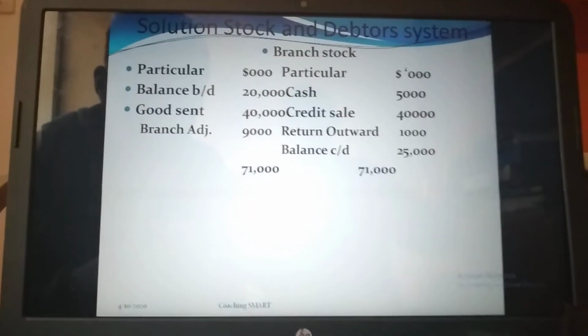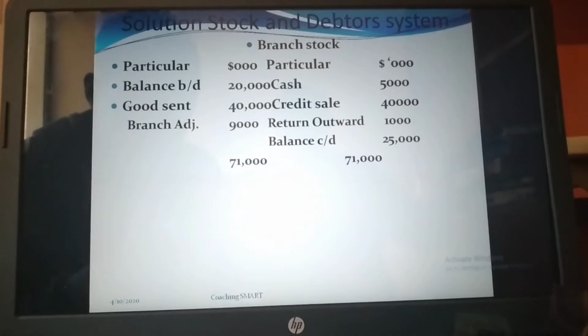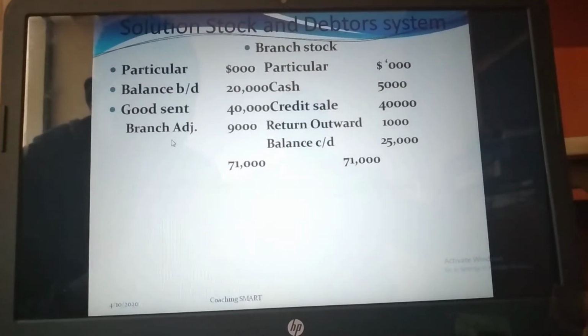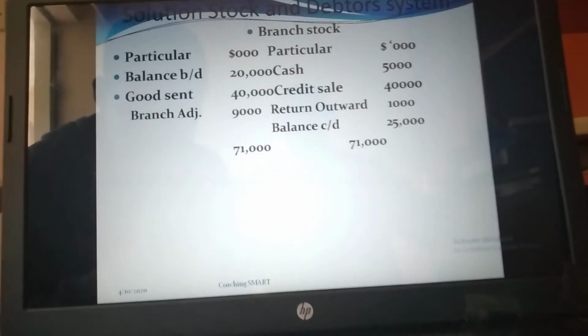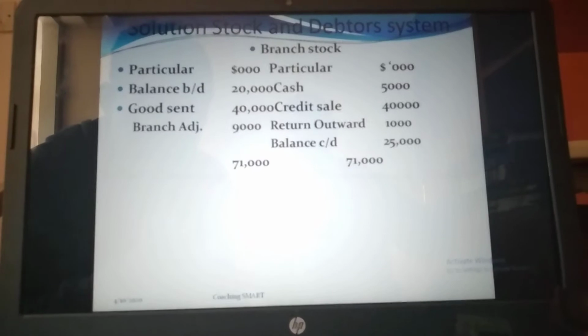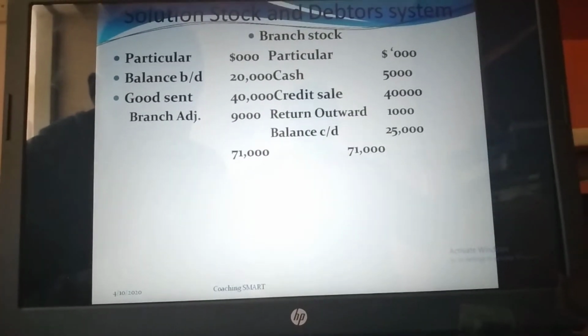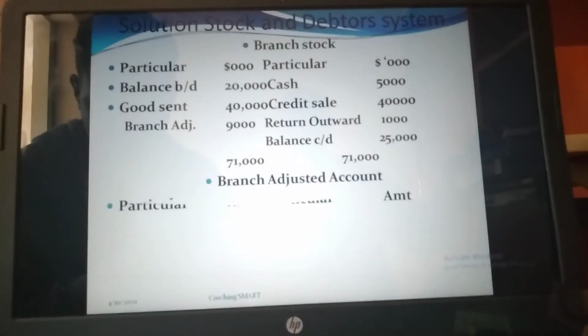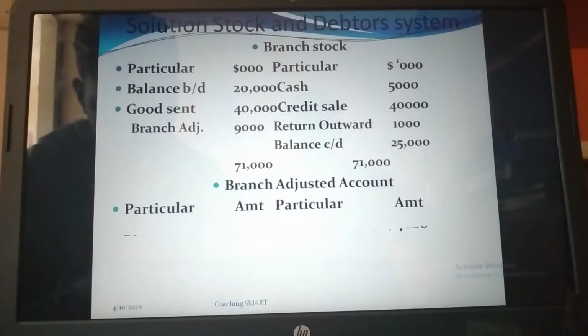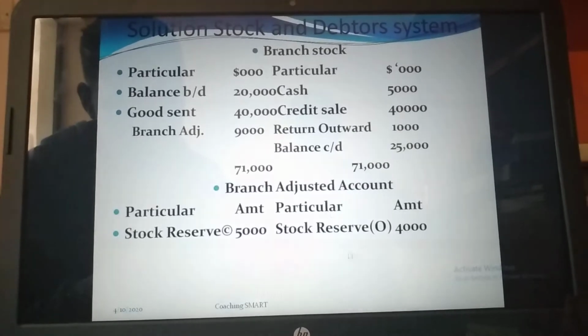If it was at cost, we would have gotten here a gross profit. So our value would have been gross profit. But because it is cost plus, then we have branch adjusted. After preparing the branch stock account, we prepare the branch adjusted account. Now in the branch adjusted account, we have reserves.